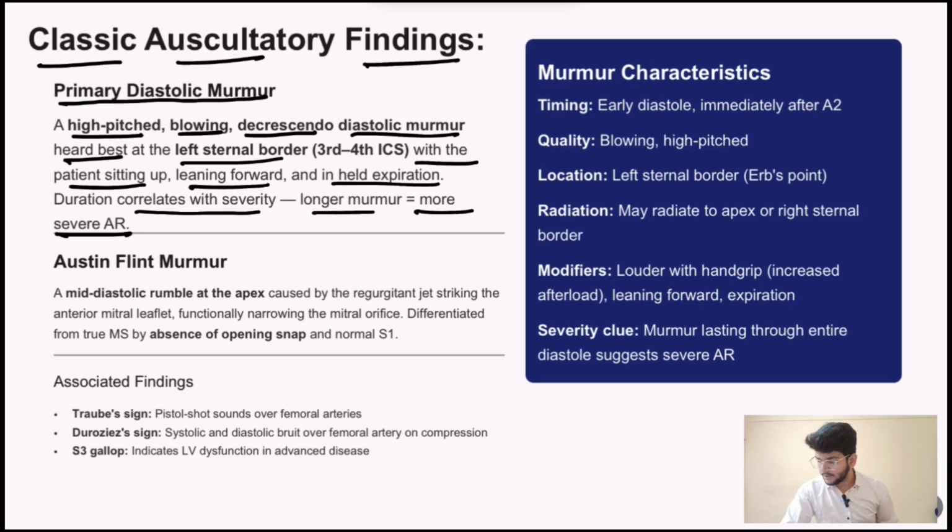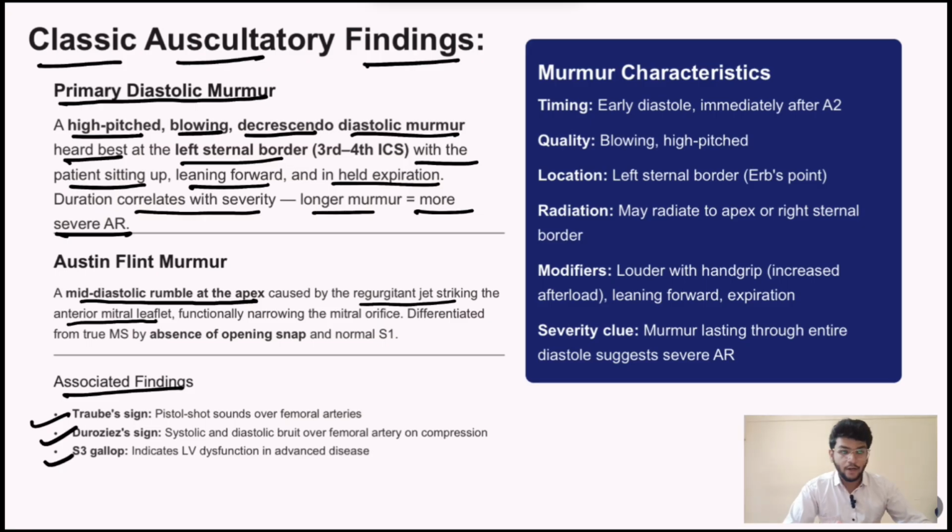Then we have the Austin Flint murmur, that is the mid-diastolic rumble at the apex caused by the regurgitant jet striking the anterior mitral leaflet. It mimics mitral stenosis. Associated findings, just now I have enumerated, that is Traube's sign, Duroziez's sign and S3 gallop, and other signs like Becker's sign, Hill's sign, etc. are the signs of aortic regurgitation.